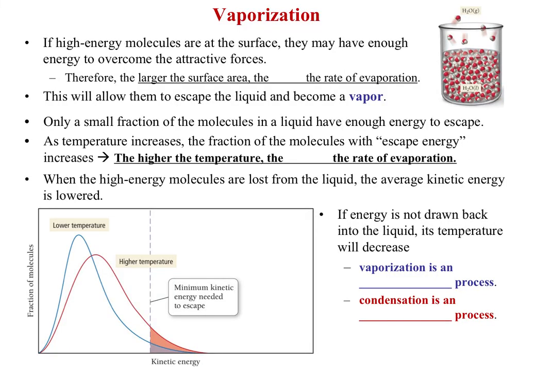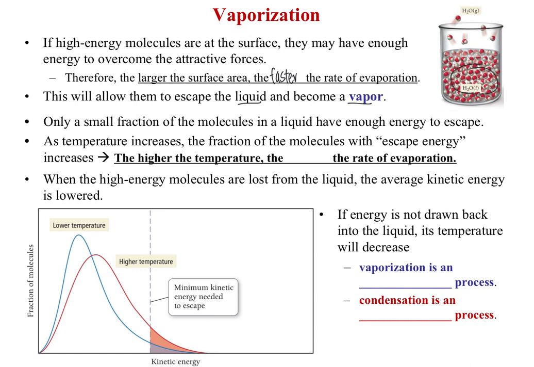Vaporization is a process where, when we have something in the liquid phase, such as water here, the molecules, specifically at the surface, if they have a high enough kinetic energy, might be able to break away from the liquid by overcoming those intermolecular attractions. And so the more surface area we have, the faster the molecules are able to evaporate. When they have escaped from the liquid, they're in the vapor phase.